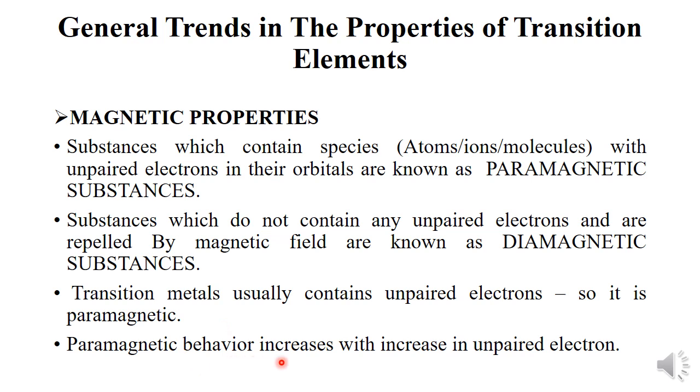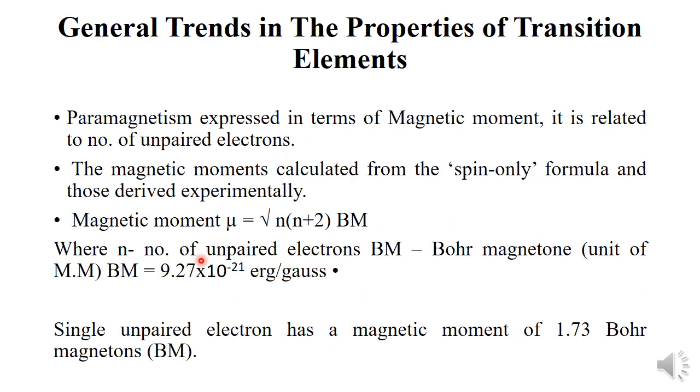And their paramagnetic behavior increases with an increase in the number of unpaired electrons. जैसे जैसे unpaired electrons का number बढ़ता जाएगा, जो paramagnetic behavior है वो क्या होता जाएगा बेटा, बढ़ता जाएगा. And this paramagnetism is expressed in terms of the magnetic moment which is related to the unpaired electrons. And the magnetic moment is calculated from the spin only formula कि जो magnetic moment सिर्फ spin की वजह से होगा, electronic spin की वजह से. It is calculated from the spin only formula, that is mu, which is the symbol of the magnetic moment, equals the square root of n(n+2) BM, where n is the number of unpaired electrons, BM is the Bohr magneton, that is the unit of magnetic moment, and 1 BM equals 9.27 × 10^-21 ergs per Gauss.